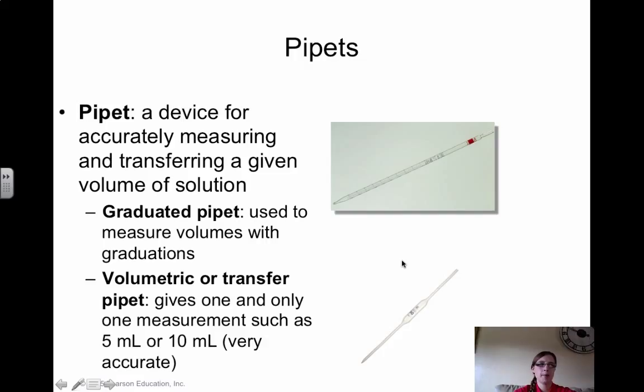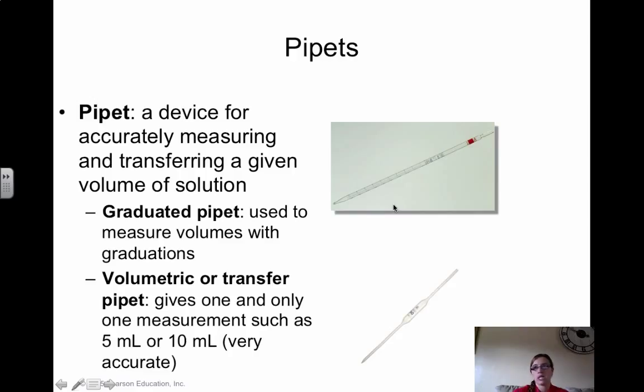I talked about a pipette. I don't know how much work you've had with pipettes, but a pipette is a device for accurately measuring and transferring a specific volume of solution. You have two pictures of pipettes here. This top picture is what's called a graduated pipette. If you look very closely, there are a lot of markings. This is used to measure volumes with graduation.